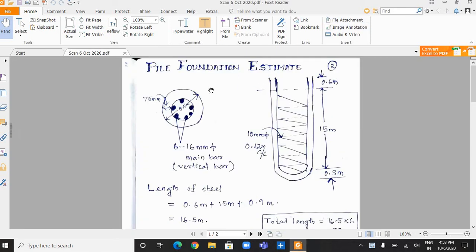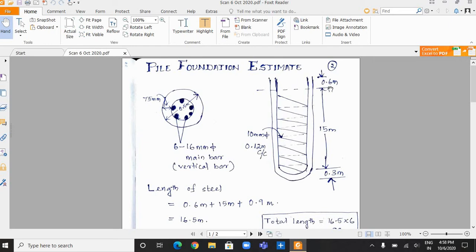On the screen you can see a circular pile foundation which has a diameter of 0.5 meter, and this is the clear cover. 75 mm clear cover is provided, and here you can see 6 main bars are provided. These are the vertical bars having 16 mm diameter.